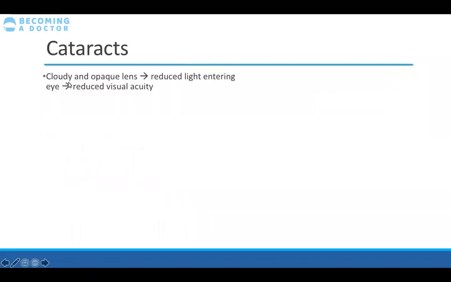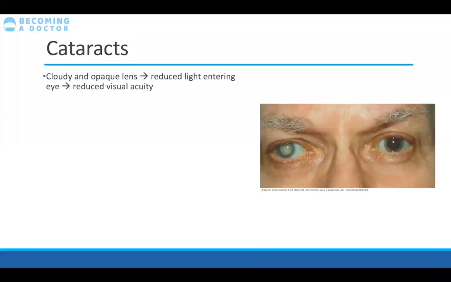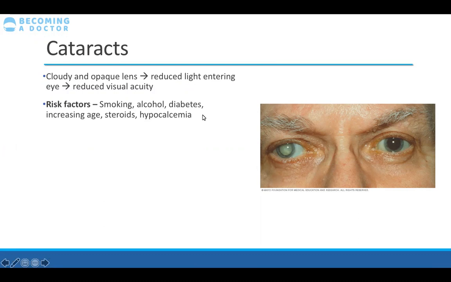Let's talk a bit about cataract then. Cloudy and opaque lenses reduce the amount of light entering the eye, which will reduce your visual acuity. As you can see on this picture, it's easy to appreciate the cataract on the right eye of this gentleman. The risk factors are smoking, alcohol, diabetes, increased age, steroids, hypocalcemia. So there's a whole host of things that can increase your risk.